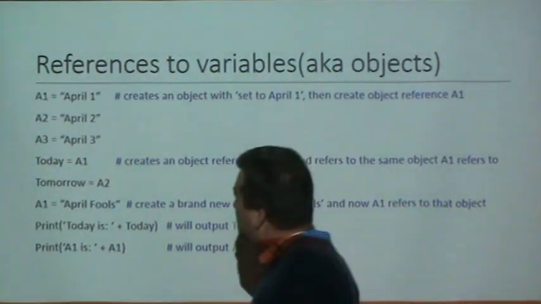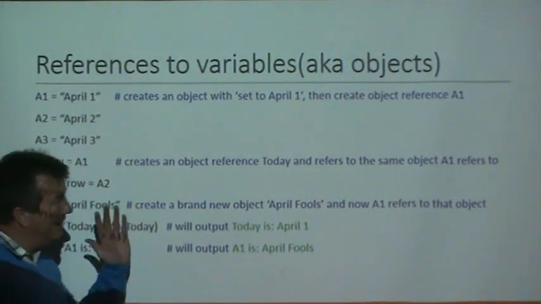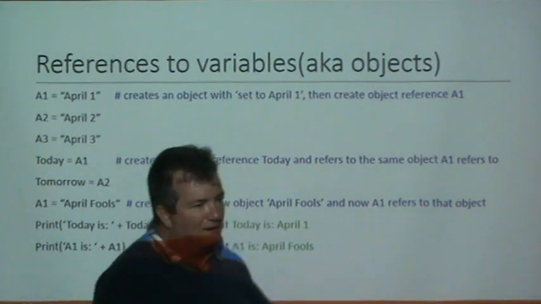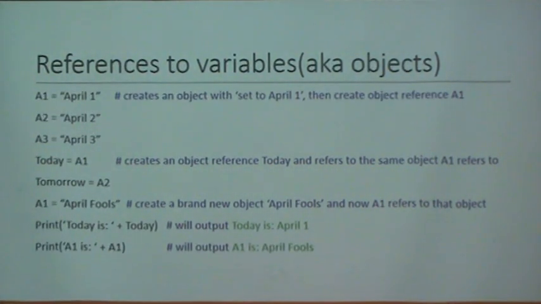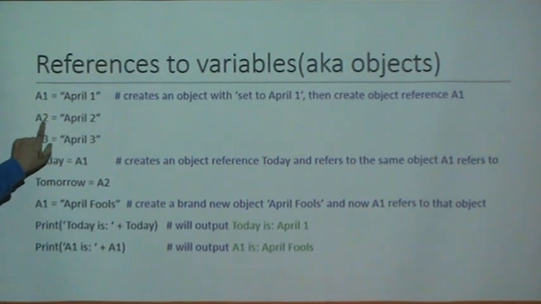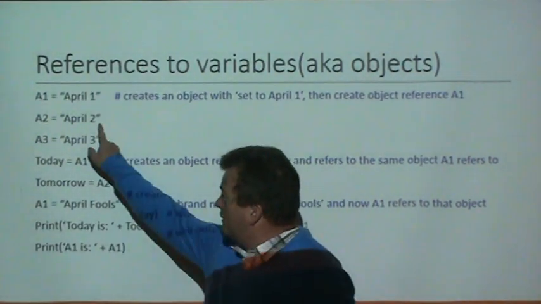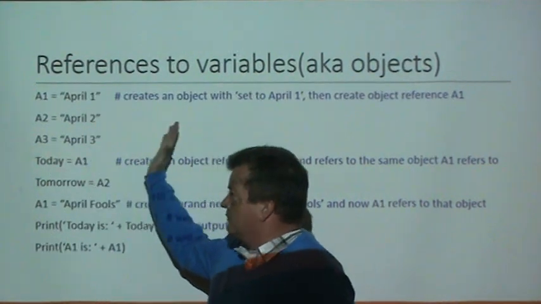Okay. So references to variables, and variables in Python, everything, including primitive types, are objects. So when I say variables, I mean objects, obviously. All right, so we can have a variable A1 equals the string April 1st. A2 equals the string April 2nd, A3 equals the string April 3rd.